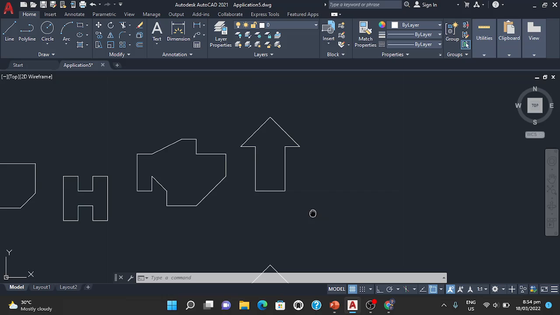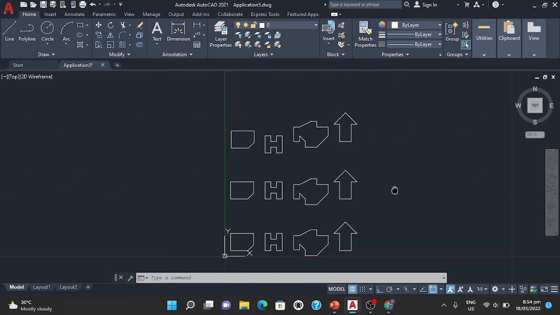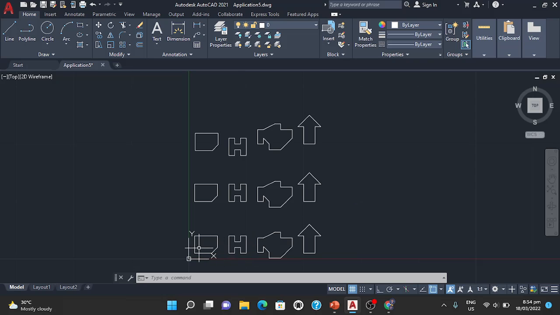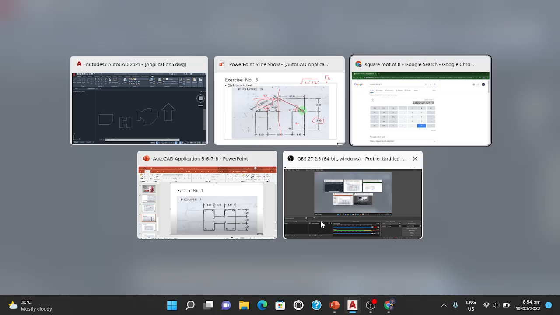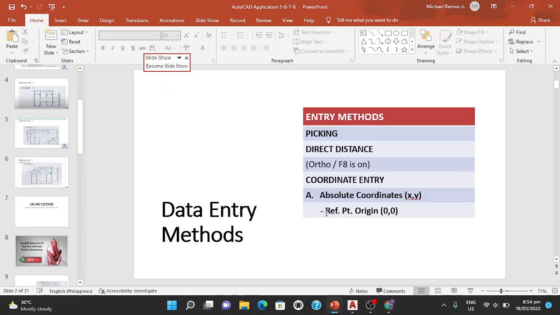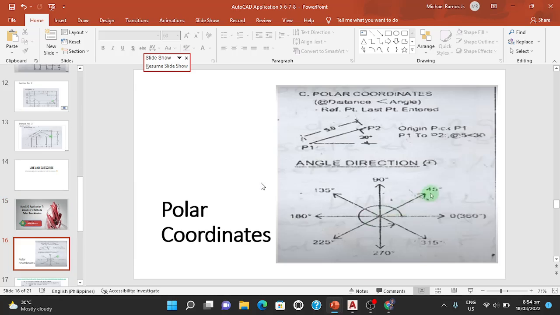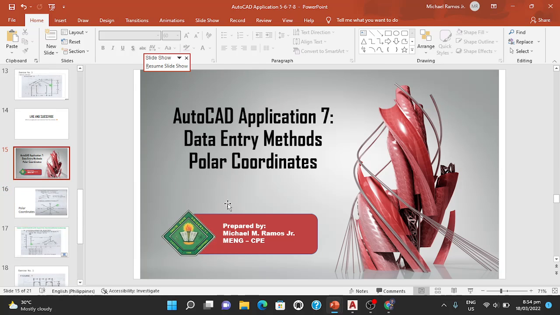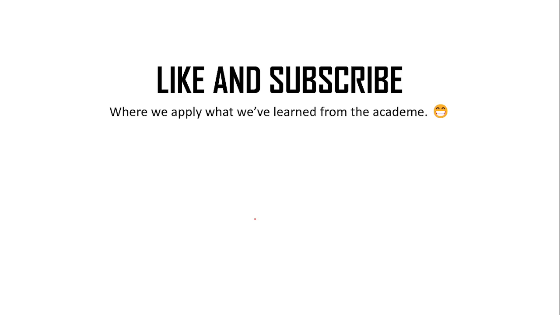If we will compare this arrow from the previous one, it is the same. So these are the samples we've used from video number 5, video number 6, and also from video number 7. So based from these, all of our application, starting from the absolute coordinates to our relative coordinates and also to our polar coordinates, are the same. Different application, different methods, both are with the same results and output.